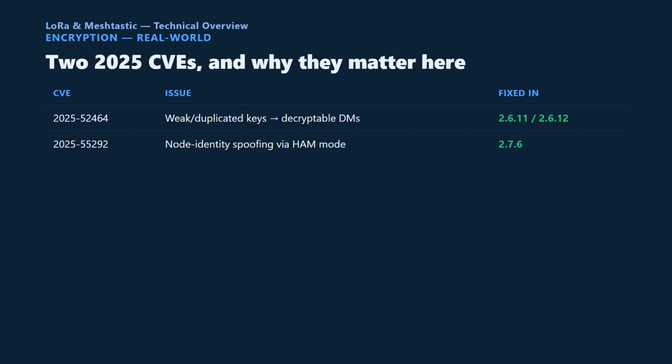CVE-2025-55292: firmware up to 2.6.2 allowed node identity spoofing in unencrypted ham mode node info, letting an attacker overwrite entries in another node's local database. Fixed in 2.7.6. If you run infrastructure nodes for public safety, this is a concrete, not hypothetical, argument for staying current on firmware.